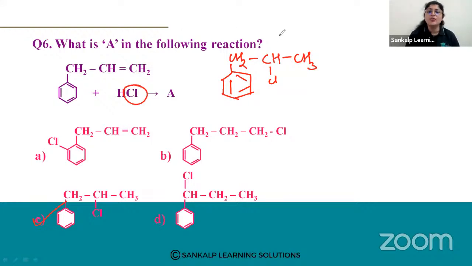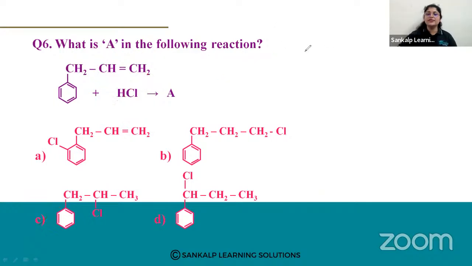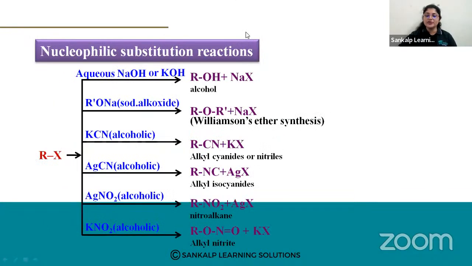Don't see if the molecule is too big. Don't look at the molecule. Only concentrate on this particular double bond, across the double bond only. The negative part will be added to the carbon with the least number of hydrogen atoms, and the other hydrogen will be added here. So it becomes CHCl and CH3. Understood? Yes. This is the way you're going to solve it. Next we are going to see nucleophilic substitution reaction.